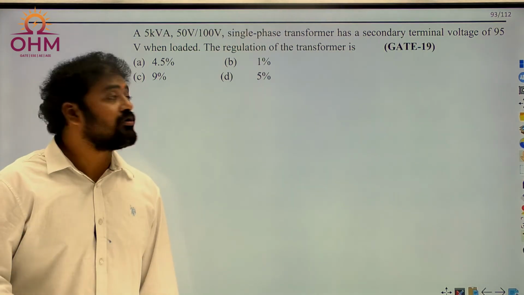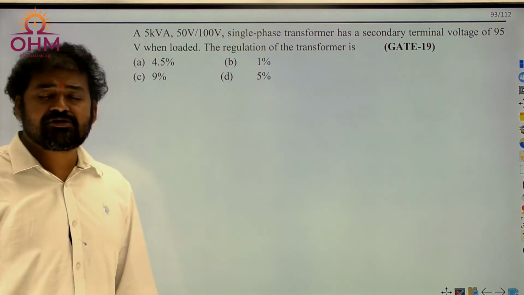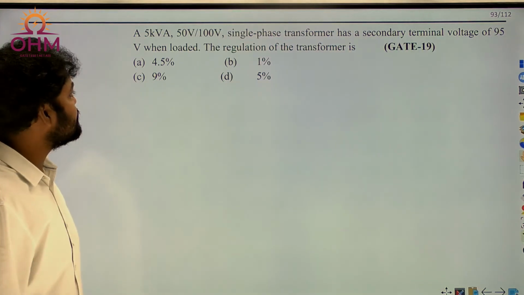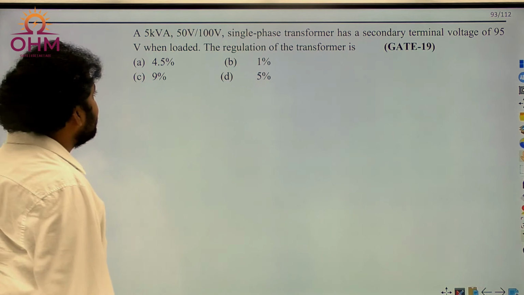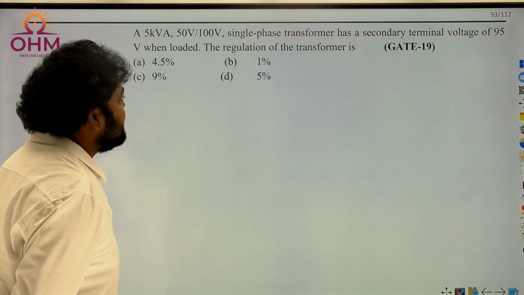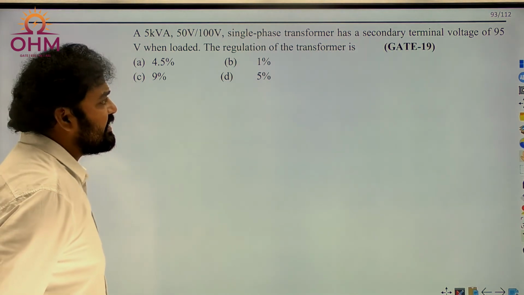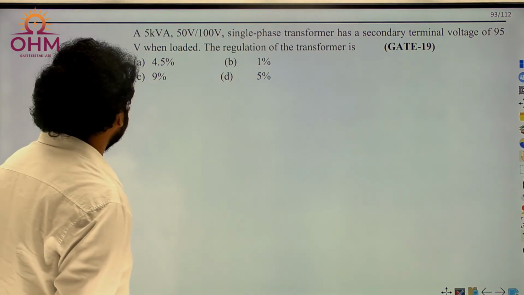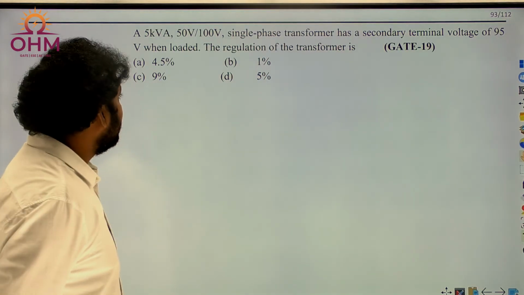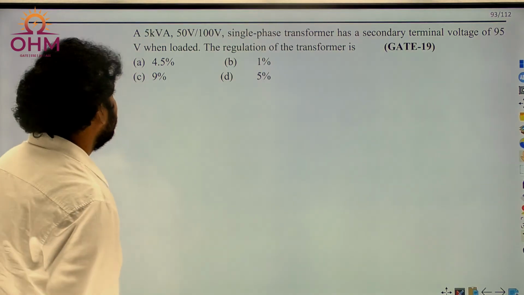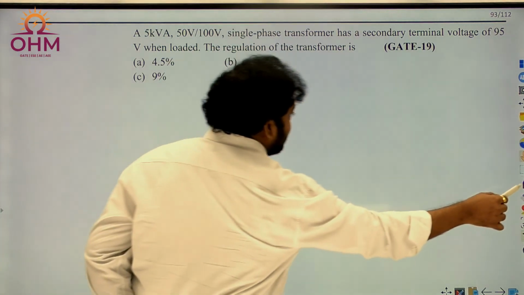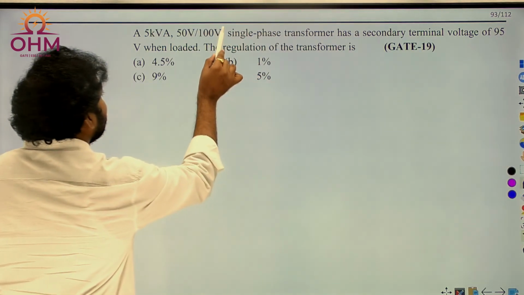Okay, so we have one more question. This is in GATE 2019 question paper. This is also based on voltage regulation of transformer. Read the problem. A 5 kVA 50 volt by 100 volt single phase transformer has secondary terminal voltage of 95 volt when loaded. The regulation of the transformer is how much? Very simple question. See the voltage ratings of the transformer given. It is 50 by 100 volt.